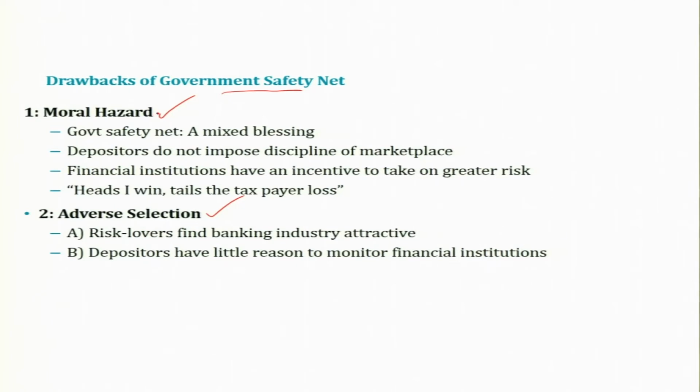One is the moral hazard issue. The most serious drawback of the government safety net stems from moral hazard, that is, the incentive of one party in a transaction to engage in activities that are detrimental to the other party. So, because of the existence of deposit insurance, what is going to happen? With a safety net, depositors know that they will not suffer losses if a bank fails. They do not impose the discipline of the marketplace on banks by withdrawing deposits when they suspect that the bank is taking on too much risk.